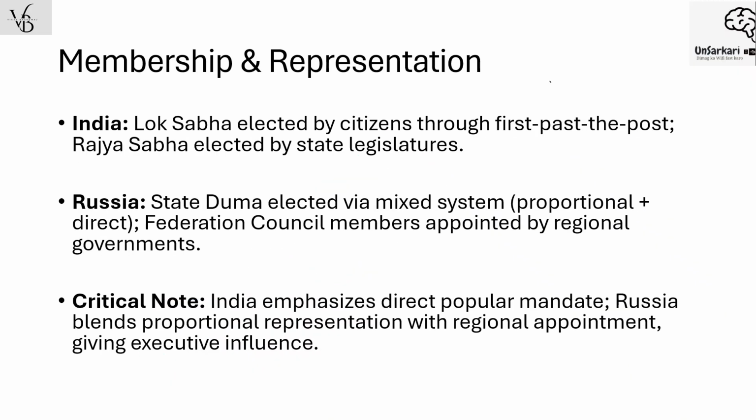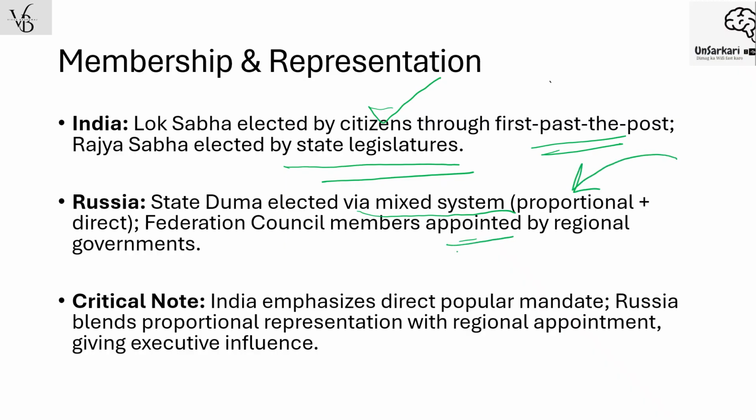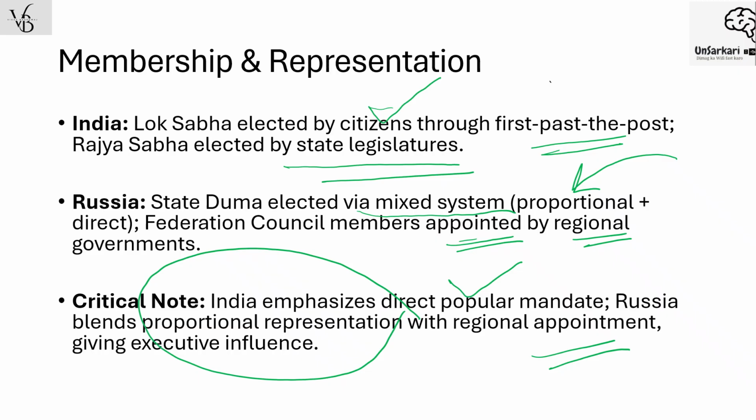So India's Lok Sabha is elected by citizens through the first past the post system, we know, and Rajya Sabha is elected by state legislatures, whereas Russia's State Duma is elected via a mixed system. What is a mixed system? Proportional and direct. And Federation Council members are appointed by regional governments. That means India emphasizes a direct popular mandate. Russia blends the proportional representation system along with regional appointment. That means again the president is very powerful and the executive has an influence.